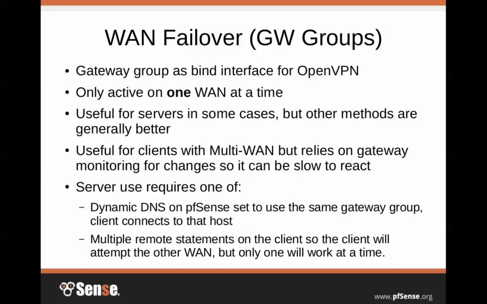If you do use the server method, you would also have to have some way for the client to find both of them. Traditionally, that's either a dynamic DNS on pfSense set to use that same gateway group, so that when the VPN switches to the other WAN, the DNS switches to the other WAN, and they will keep connecting back. Or you could have multiple remote statements, but that had the caveat I mentioned a moment ago, where you can have some significant downtime if you're not careful there.